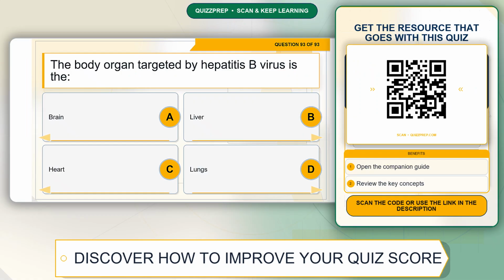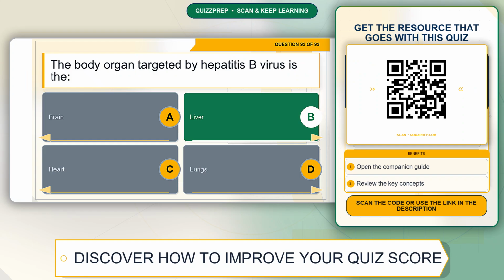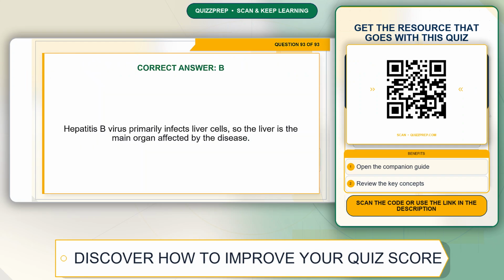Question 93. The body organ targeted by hepatitis B virus is the Option A, brain. Option B, liver. Option C, heart. Option D, lungs. The correct answer is option B, liver. Explanation: Hepatitis B virus primarily infects liver cells, so the liver is the main organ affected by the disease.